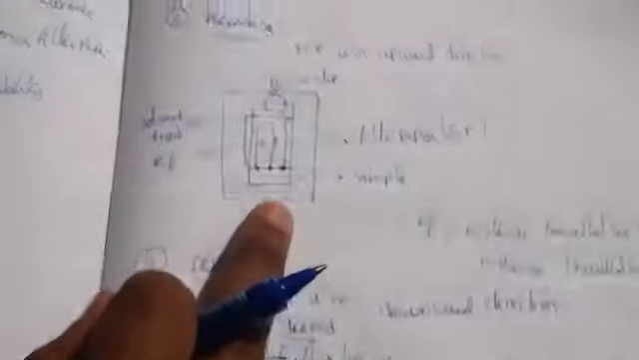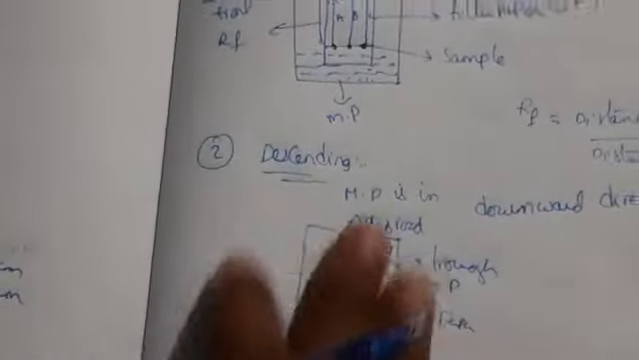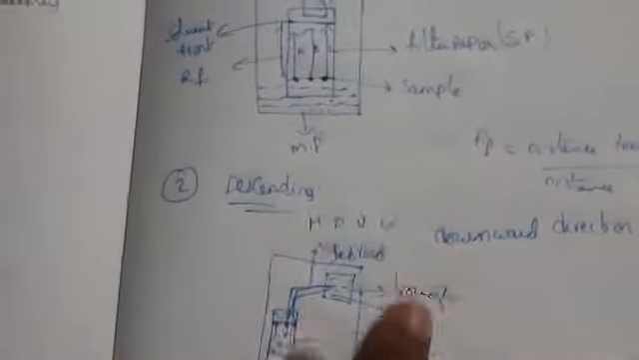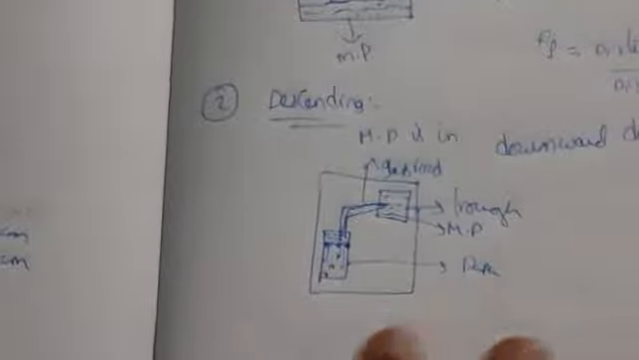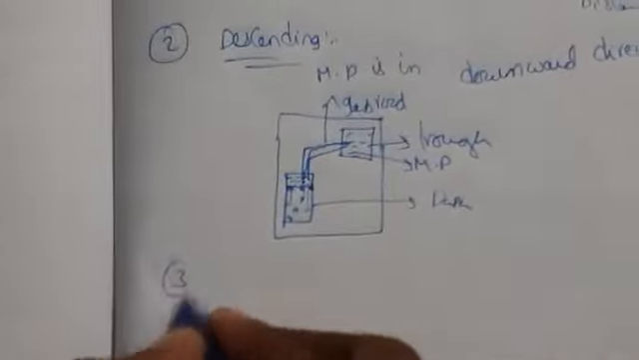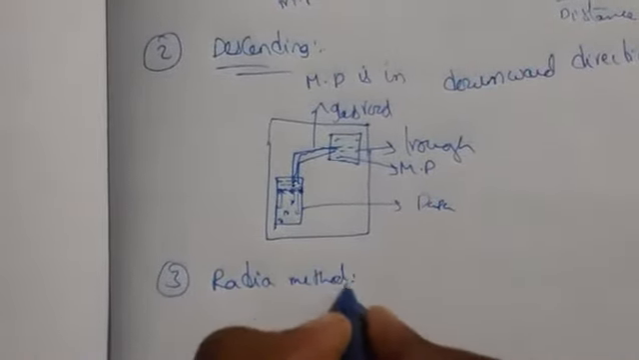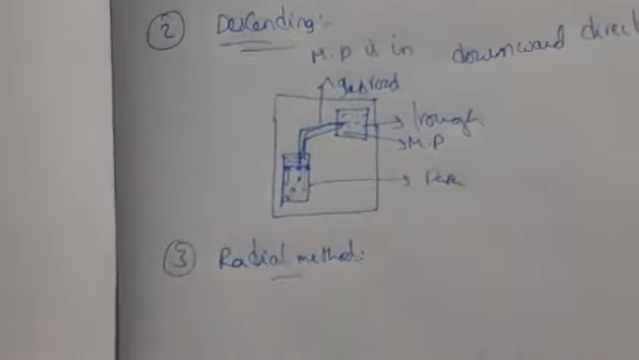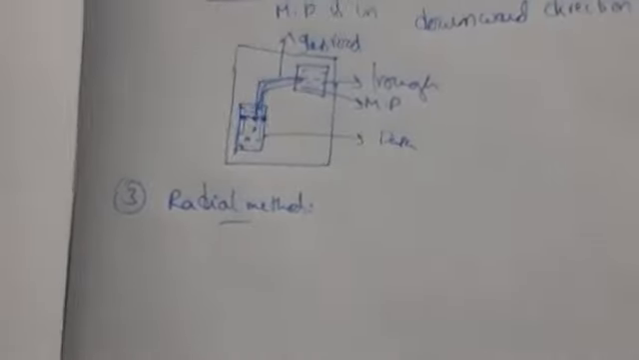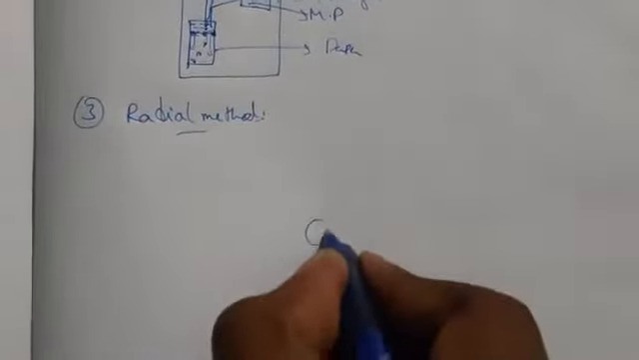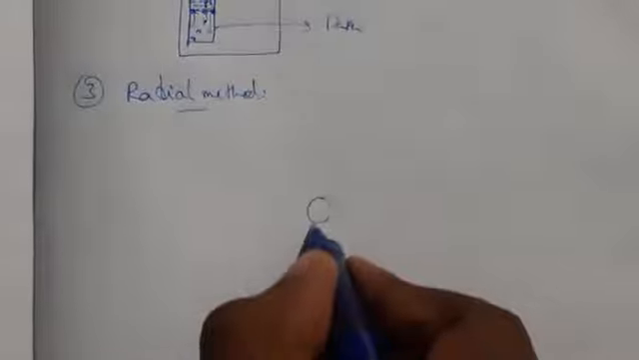If you have observed, here the RF value is very low, and here also the RF value is very low. We are getting very low values, so by this we cannot separate the compounds easily. At that time, which method are we going to use? That is the third method, the radial method. Radial means a circular method. Here the filter paper we are taking is in a circular motion.